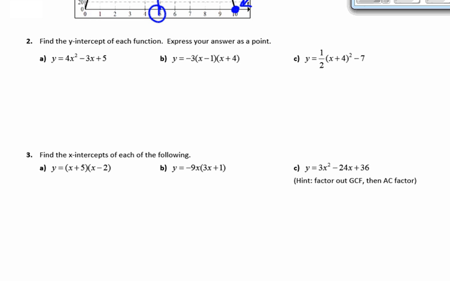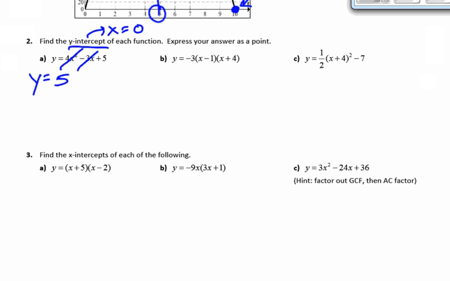All right, for number 2, the question asks to find the y-intercept. Remember, it does not matter what format, what type of equation. The y-intercept's always the same thing, and that's when x equals 0. So all you have to do is plug in 0 for x. For the first one, this one's quite easy because the 4x squared goes away to 0, 3x goes away to 0, so you're just left with y equals 5.